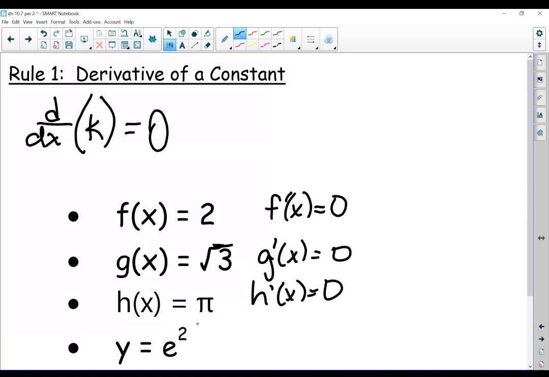If I have y equals e squared, notice that e squared is a number raised to a number. That is a constant, folks. There's no x in that expression. So here, y prime would still be 0. So there's your first rule of derivatives. The derivative of a constant is always 0. Okay, let's talk about another rule.